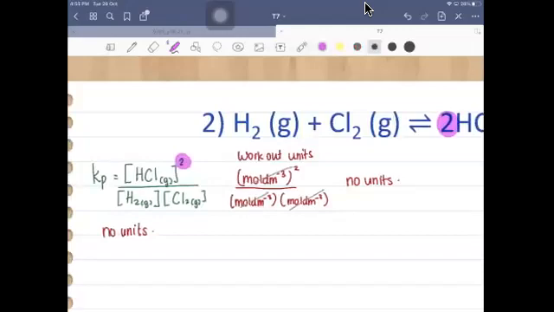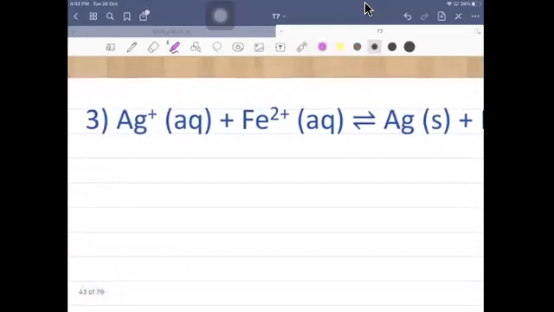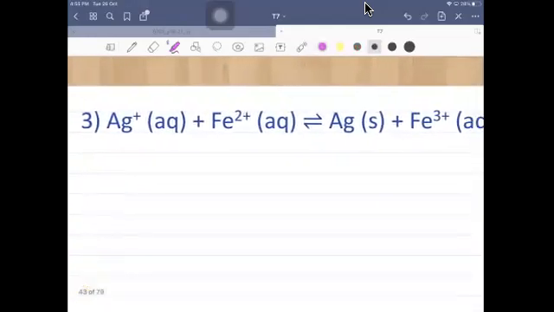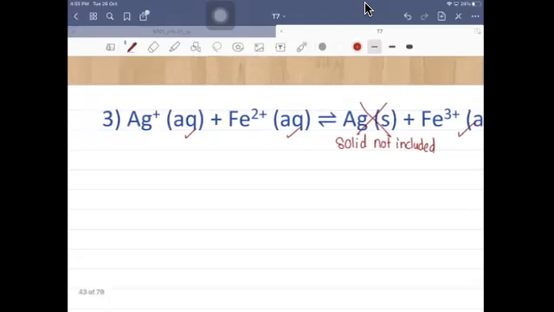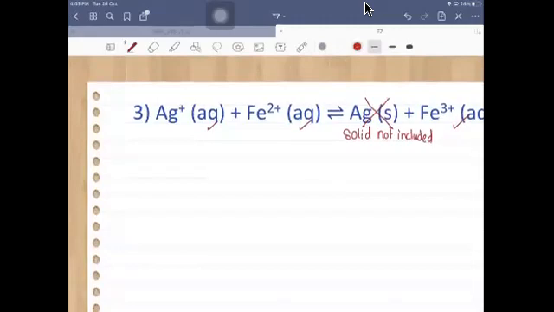Next example, and the last one, is this system. Now we're no longer in a gas phase. We are now at aqueous. Aqueous is included in KC. Fe2 plus aqueous is also included. Ag solid is not included. Solid, not included. So you cannot just assume that, oh, every question, I will just try to include them in my KC expression, okay? Fe3 plus is aqueous. So that means only 3 out of 4 is included in the Kp expression.